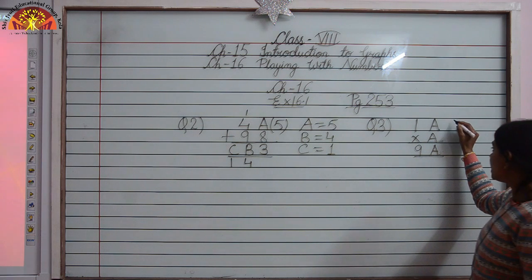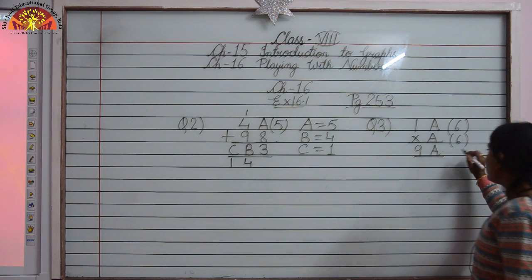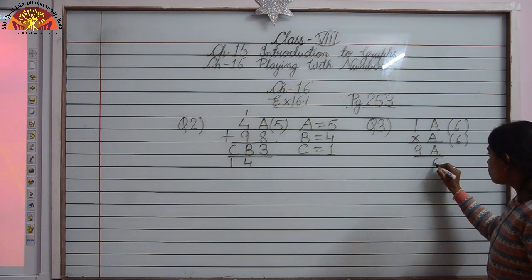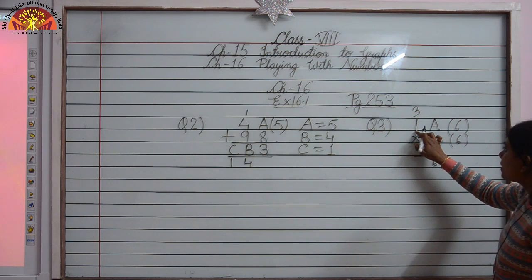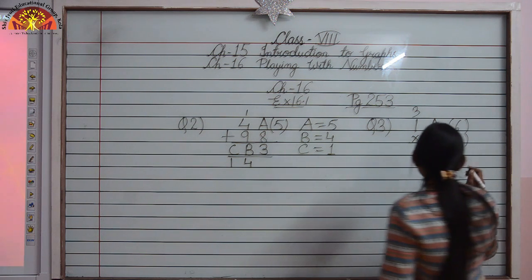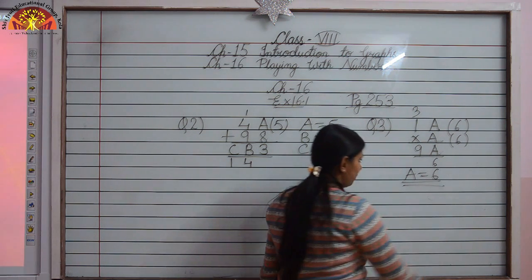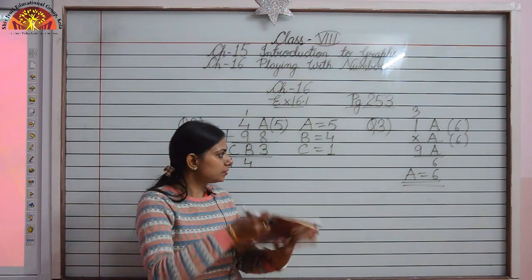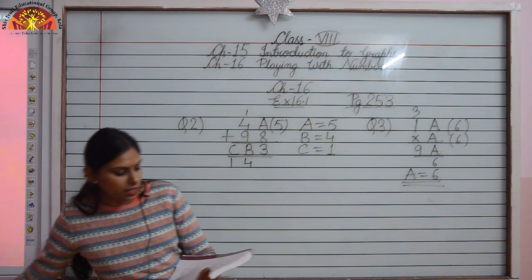So if you are taking the value of the letter A as 6, then you can see 6 into 6 is 36, and carry is 3. That means 6 ones are 6 and 6 plus 3 is 9. That means your answer is correct. So what will be the value of letter A? It should be 6 to satisfy the given answer. Is it clear? Now children, we'll just move to the next question. Now just see question number 5, okay?